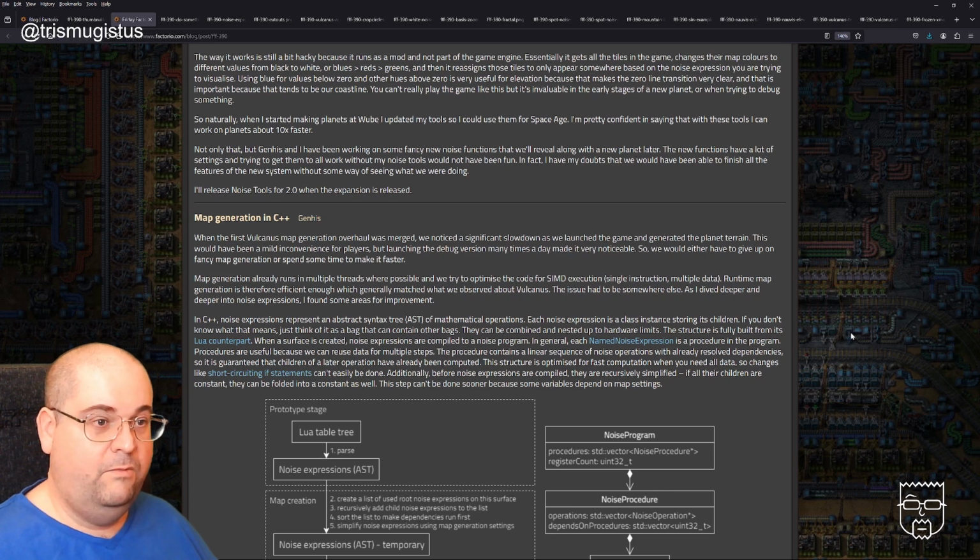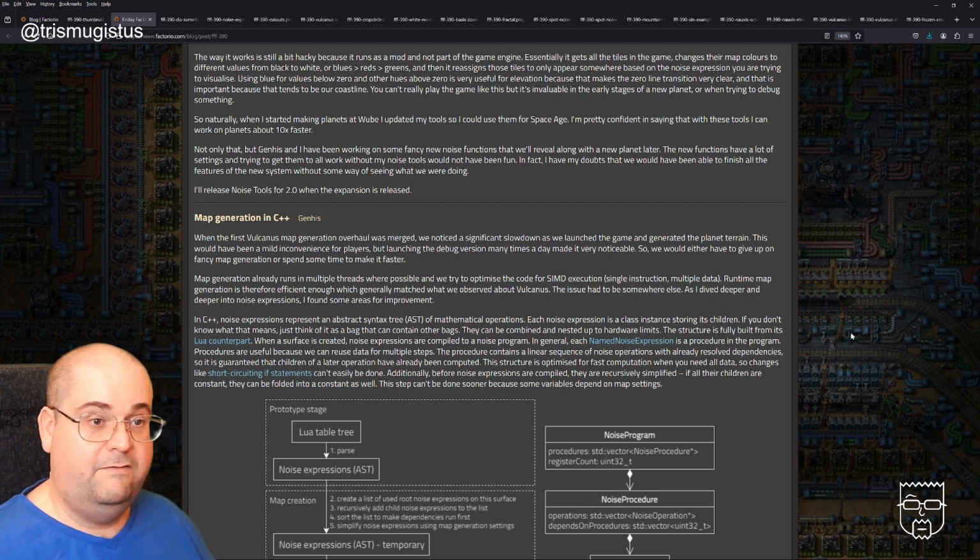So naturally, when I started making planets at Wooby, I updated my tools so I could use them for Space Age. I'm pretty confident in saying that with these tools I can work on planets 10 times faster. Not only that, but Genhis and I have been working on some fancy new noise functions that we will reveal along with a new planet later.